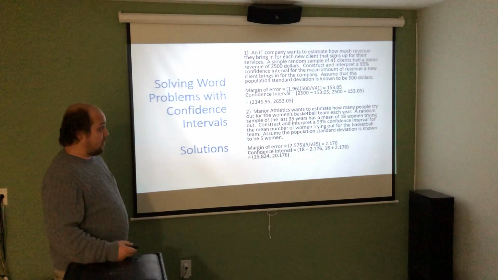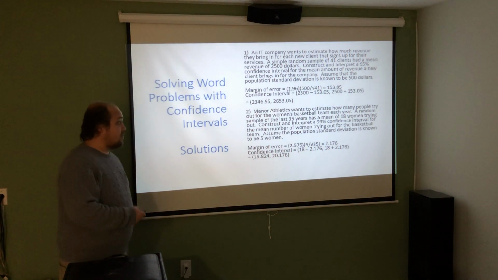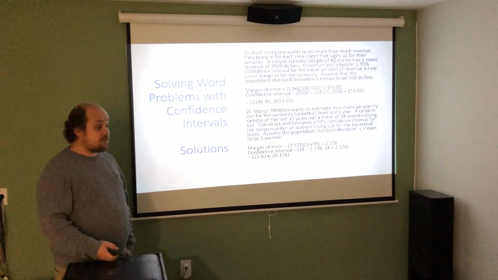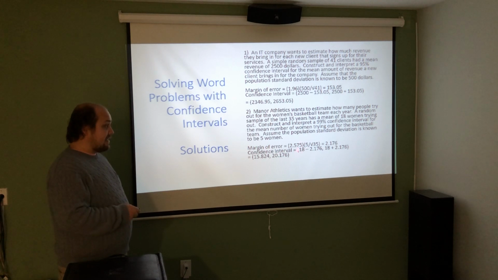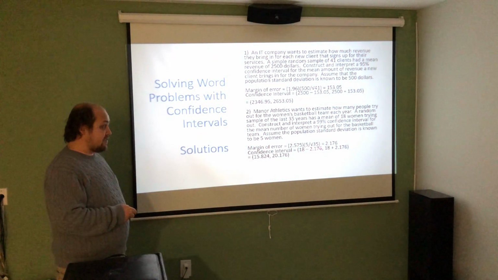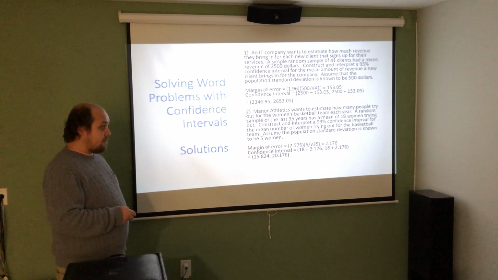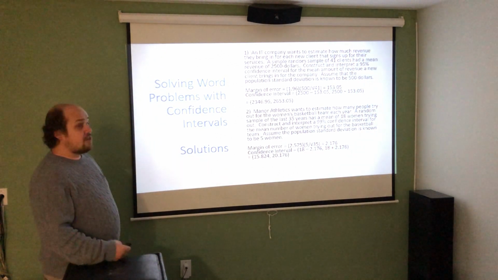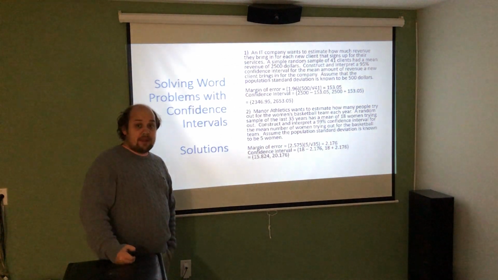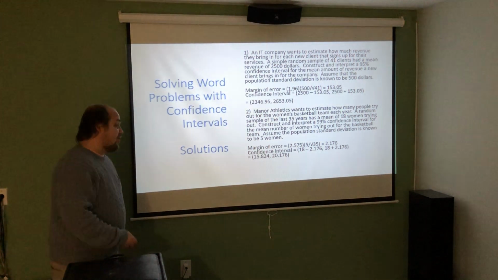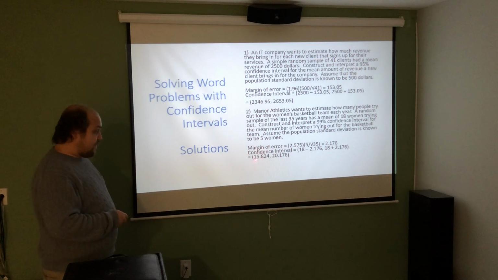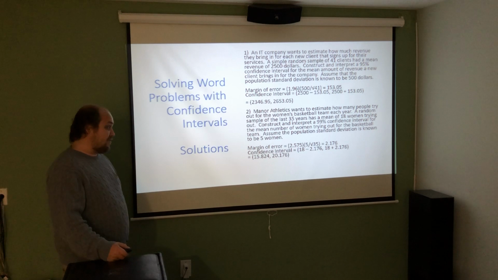Similarly, when we do the Manor Athletics example for women's basketball, we get a margin of error of 2.176. Our confidence interval then takes the mean, 18 minus 2.176, 18 plus 2.176. So we find that the true population average, if we were to look at hundreds of years of Manor basketball, should be between 15.824 girls trying out and 20.176 girls trying out.